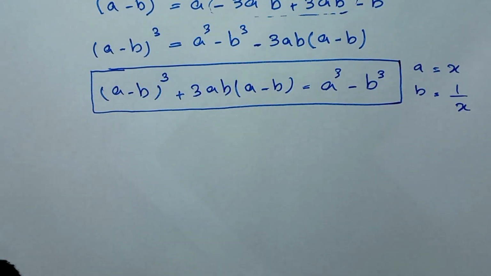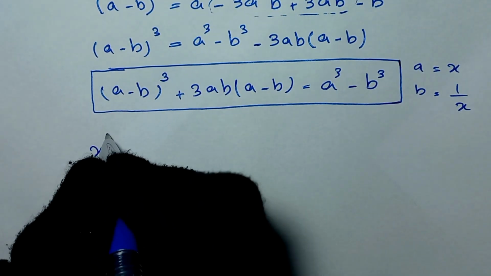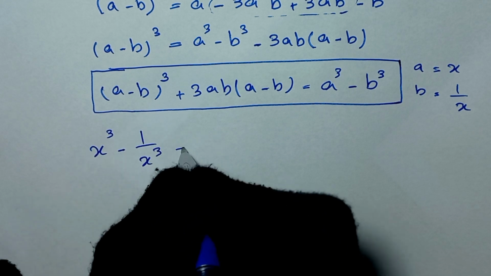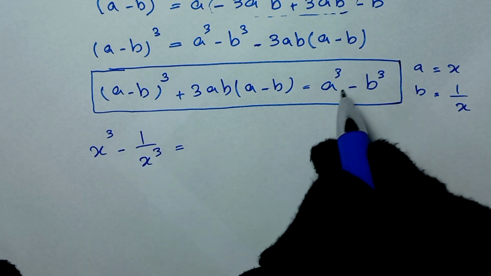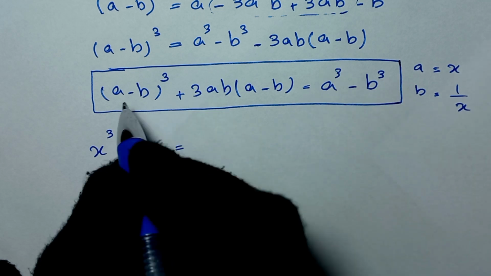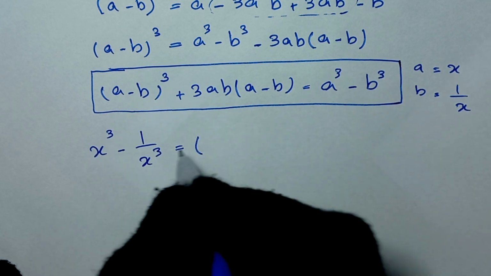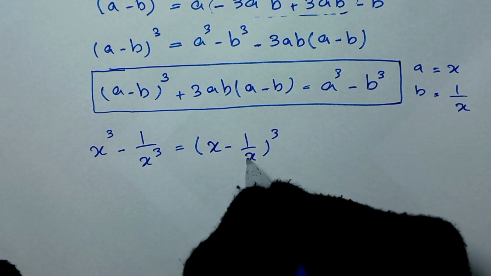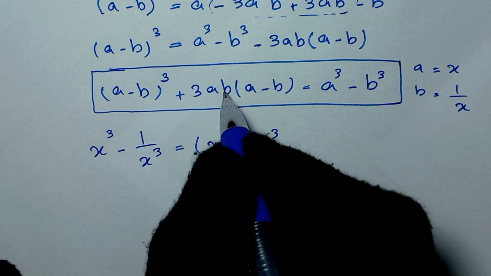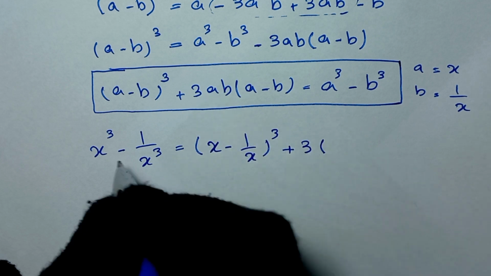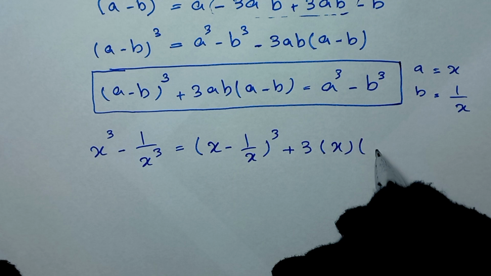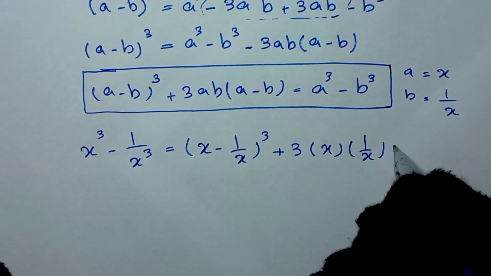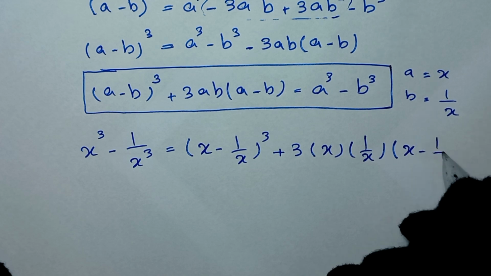So we write in here x cubed minus 1 over x cubed is equal to, from this formula, a cube minus b cube is equal to a minus b to the power of 3. So we write x minus 1 over x to the power of 3 and plus 3ab. So 3 times a is x, and times b, 1 over x, and times a minus b, right? So times x minus 1 over x.